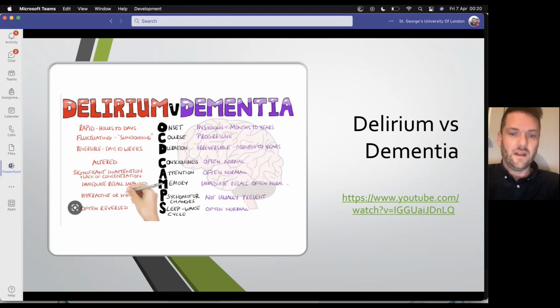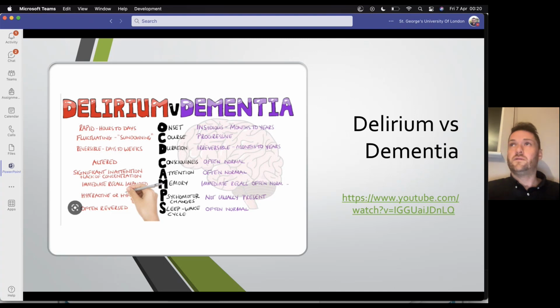So let's just go through it slowly. Onset: delirium is rapid, dementia is insidious, months to years. Really important. Course: sundowning is mentioned here, which I talked about earlier. Delirium is fluctuating, so it can depend on the time of day, but again, acute. In dementia, we're looking at progressive. If someone's cognitive abilities are coming in and out every couple of hours, that's not a classic sign of dementia. Changing day to day is more of a delirium thing.